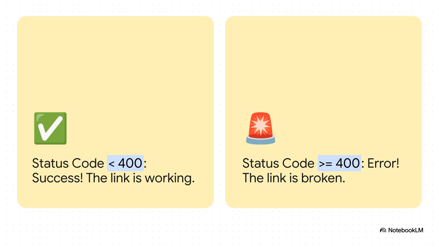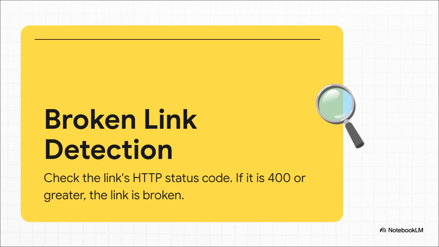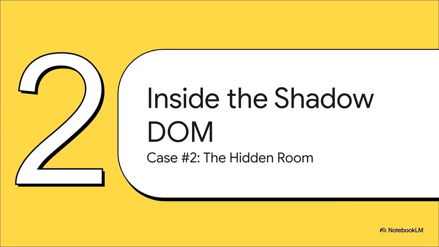When a server responds to a request, it sends back a status code. If that code is anything less than 400, it means success. Here's the page you wanted. But if that code is 400 or higher, like the famous 404, it's a crystal clear signal. Error. The link is broken. No need to see a thing. So just like that, the mystery of the vanishing page is solved. The surefire way to tell if a link is truly broken is to check its HTTP status code. If it's 400 or more, you've got your culprit. Case closed.